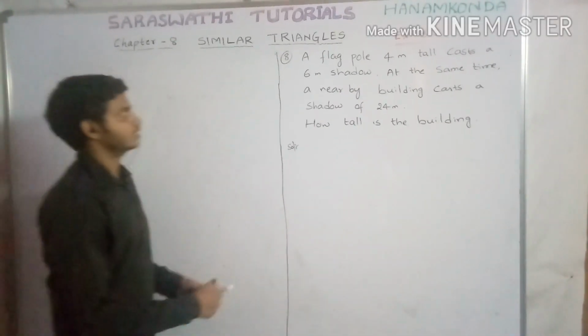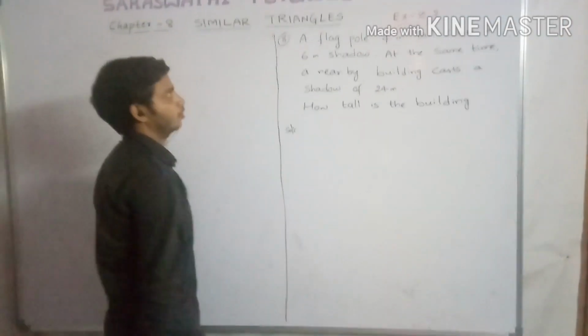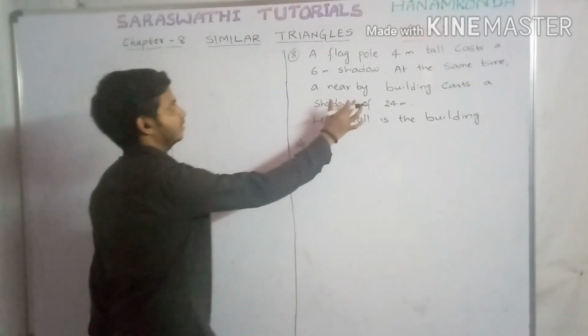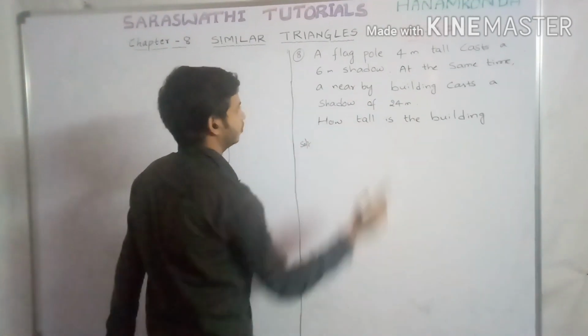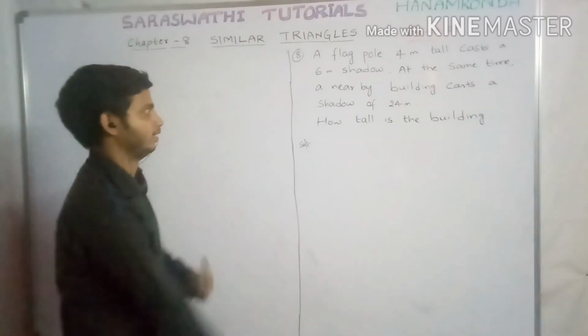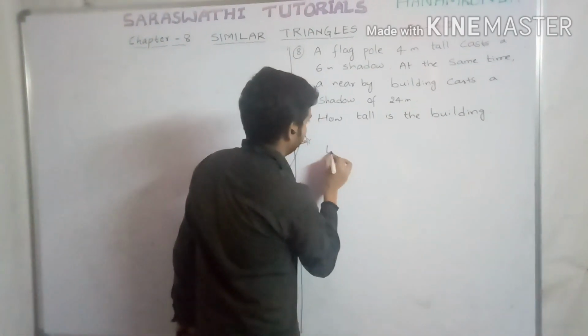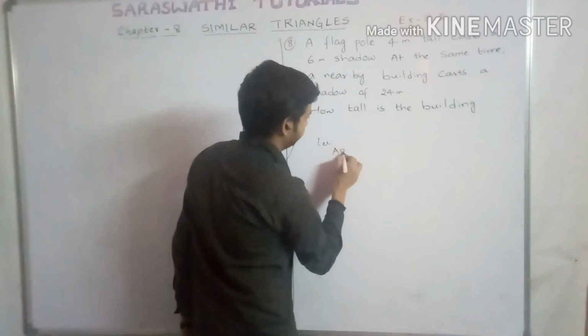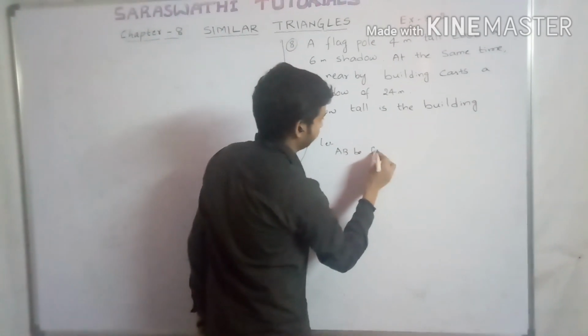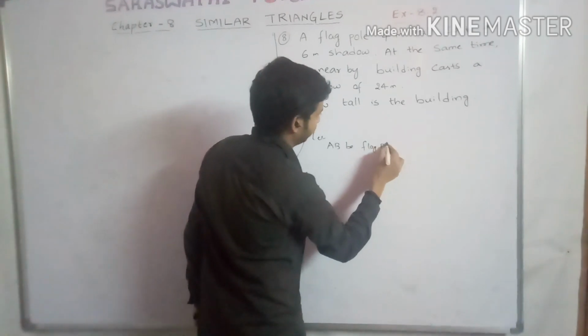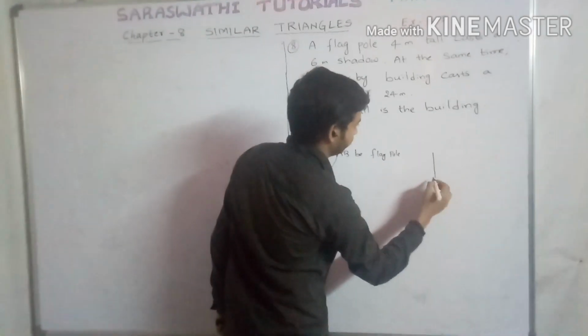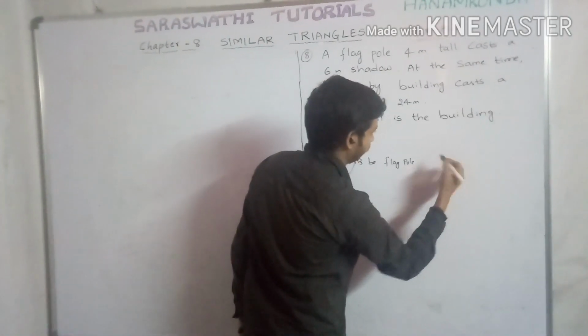The next question is, a flagpole of 4 meters tall casts a 6 meter shadow. At the same time a nearby building casts a shadow of 24 meters. How tall is the building? We have to find the height of the building. So let AB be the flagpole.